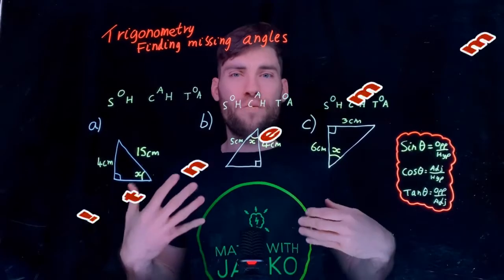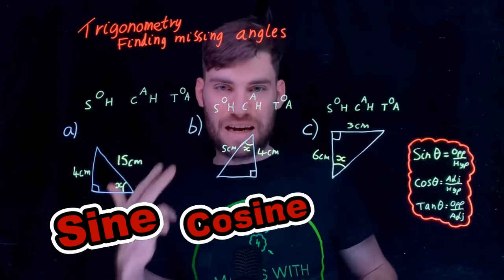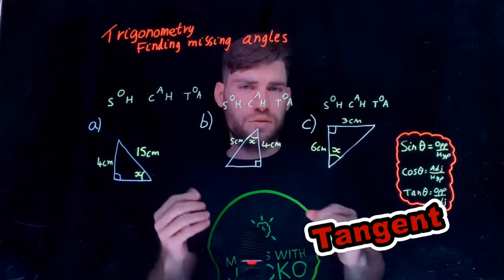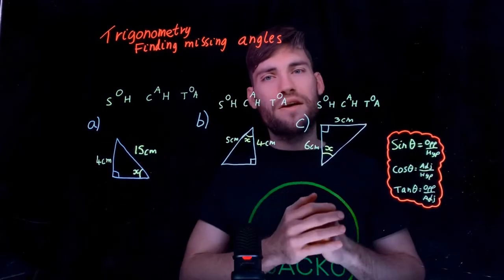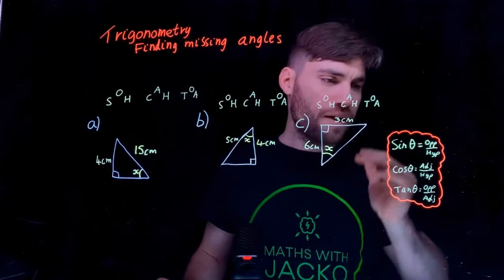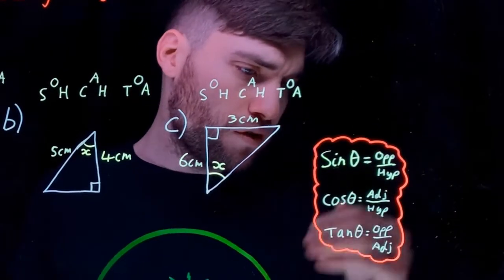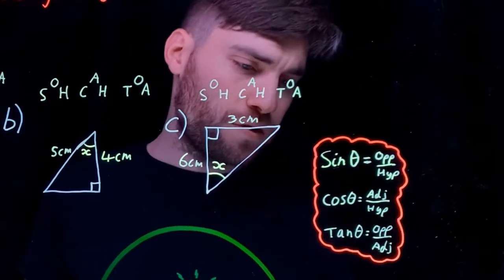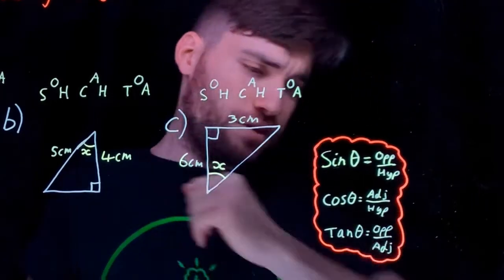With trigonometry, we have three different ratios: sine, cosine, and tangent. On your calculator, these are referred to as sin, cos, and tan. Each of these ratios is used slightly differently when you're calculating missing angles in a right angled triangle. So sine of your angle equals the opposite side divided by the hypotenuse, cosine of your angle is the adjacent side divided by the hypotenuse, and tangent of your angle is the opposite side divided by the adjacent.